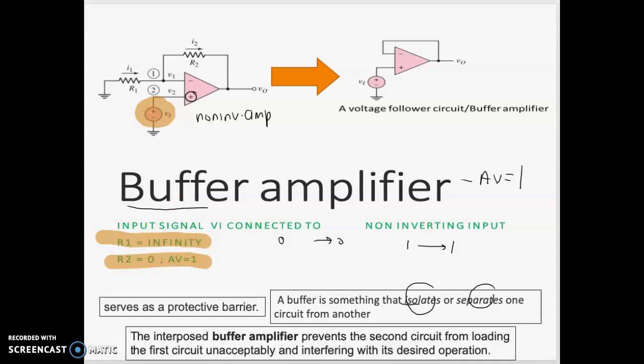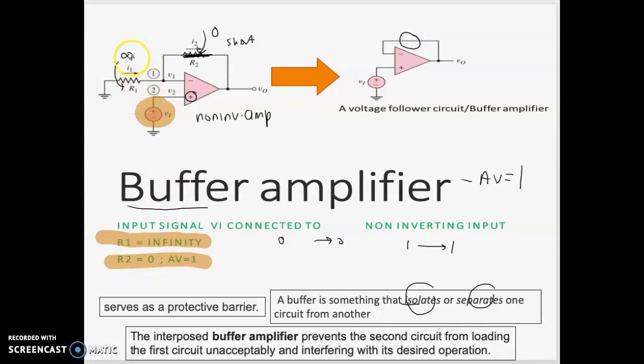Your R1 is infinite, and your R2 here will be 0. So what does it mean by R is 0? It means that your R2 is very small, so you can assume it is negligible and it will become a short circuit. That's why you don't have any element at the feedback, due to R2 being equal to 0.